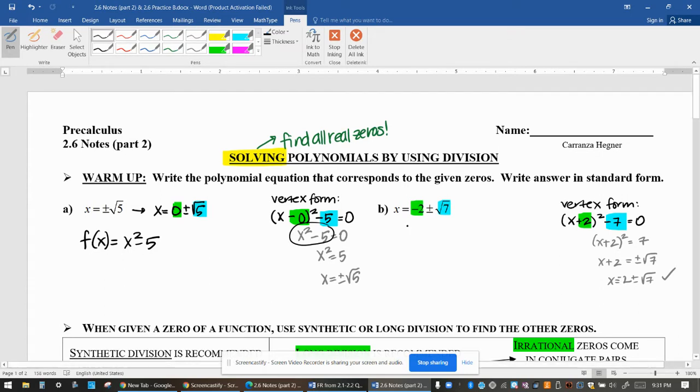Now for this one, I can multiply out that vertex form, x plus 2 quantity squared minus 7. Write the binomial twice. FOIL or distribute. Every teacher is different. Some of them call it FOIL, some of them call it distribution. Don't forget about the minus 7, and then clean it up.